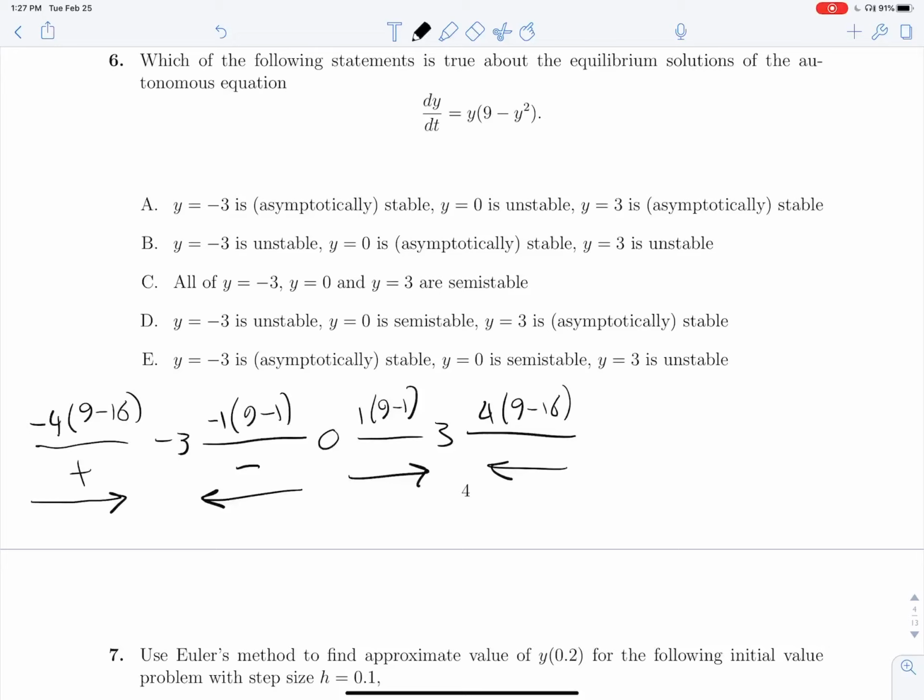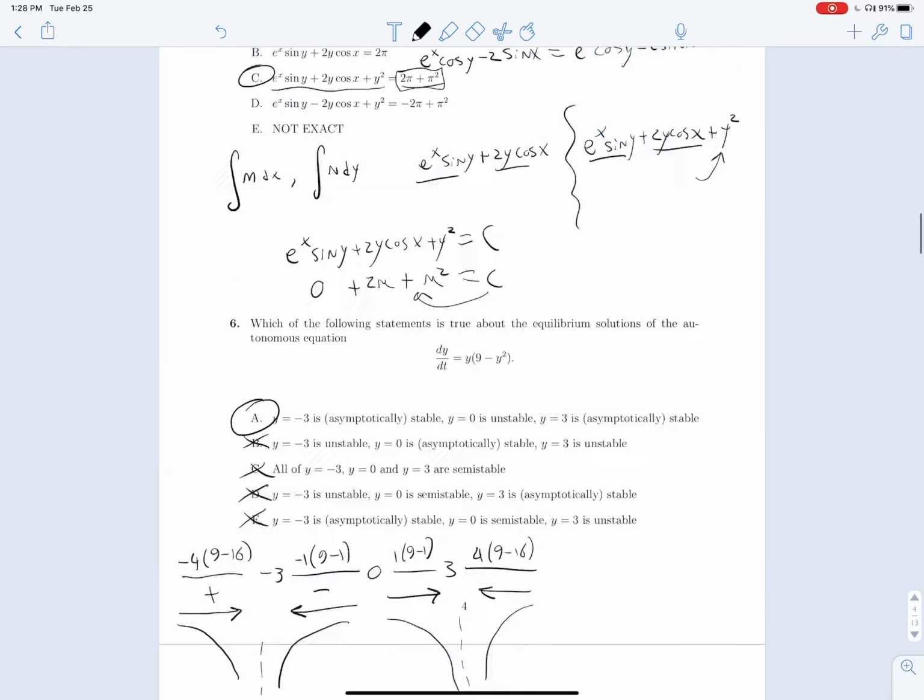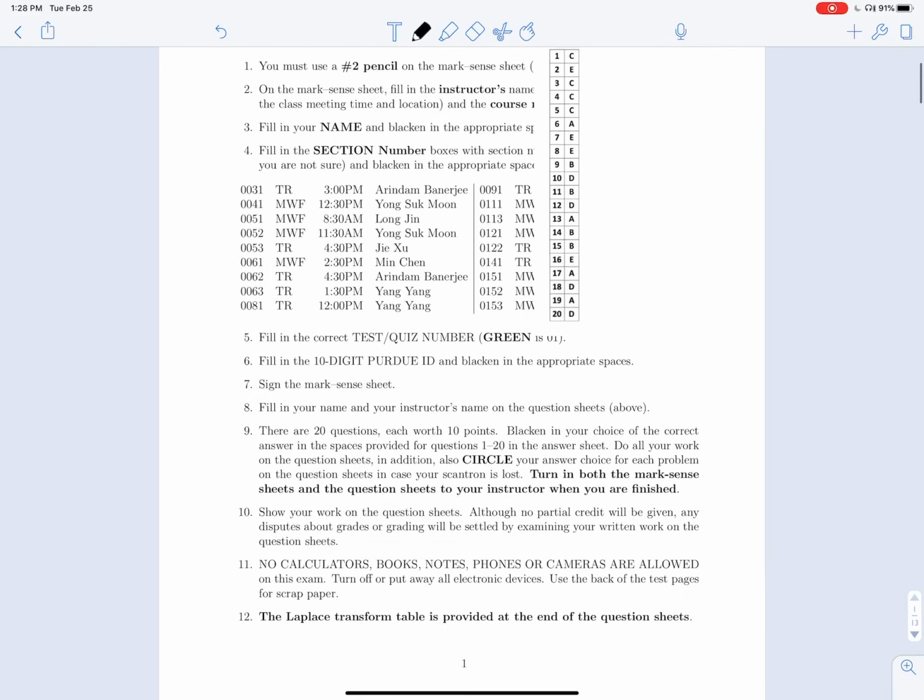So 0 is unstable, though they're never using asymptotically with unstable. So 0 is not semi-stable. 0 is unstable, and that actually only leaves us with A. And we see that both -3 and 3, like they are saying in option A, are asymptotically stable. If you start any solution curves below -3 or above -3, they will all tend towards -3, and the same thing for +3. So question 6, our answer is A.